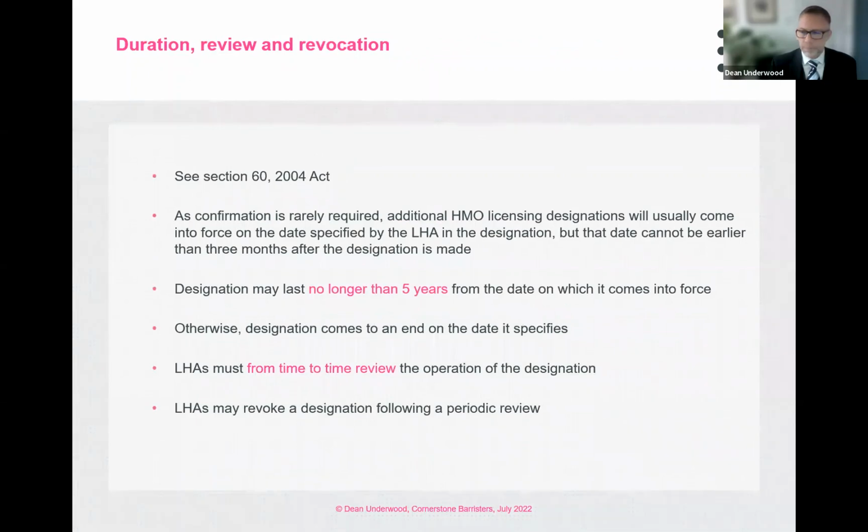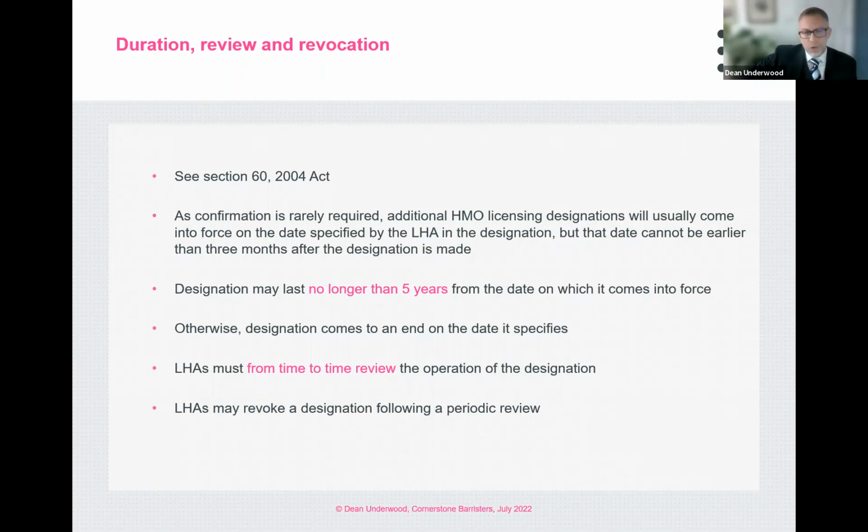Let's deal briefly with the duration, review and revocation of additional HMO licensing designations, and a few of the more technical aspects post designation. So take a look at section 60 of the 2004 Act for these provisions, but in summary, especially as confirmation is rarely required for an additional HMO licensing designation, they'll usually come into force on the date specified by the local housing authority in the designation itself. But importantly, that date cannot be earlier than 3 months after the designation is made. So there is, if you like, a 3-month adjustment period before it can begin.